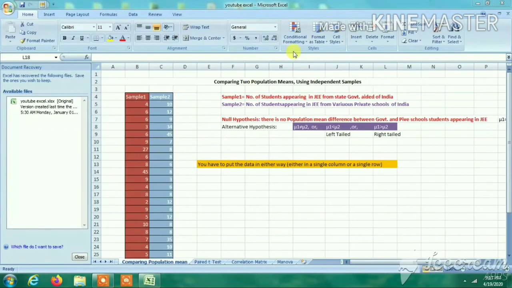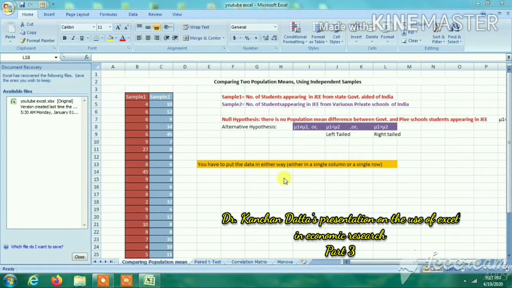Today I want to discuss how we can use Excel for comparing population means. For example, we have taken two samples from two populations. Sample 1 is the number of students appearing in the joint entrance examination from state government sponsored schools, and sample 2 is the number of students appearing in the joint entrance examination from various private schools of India.